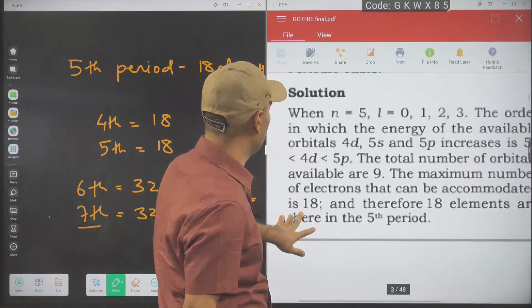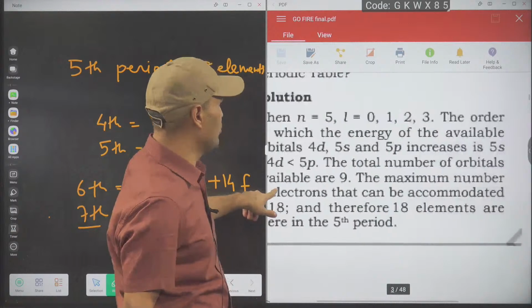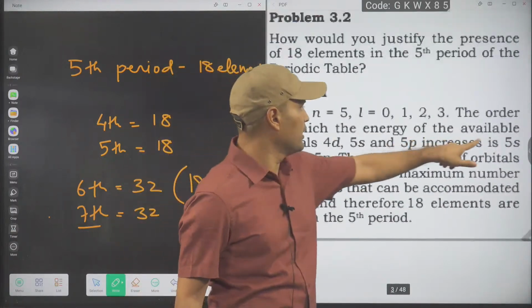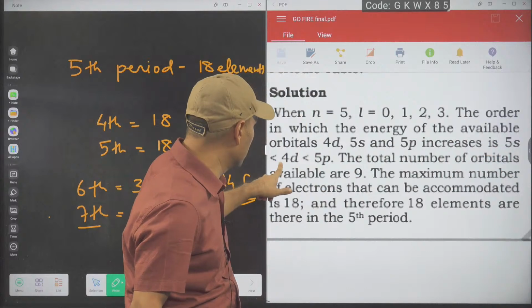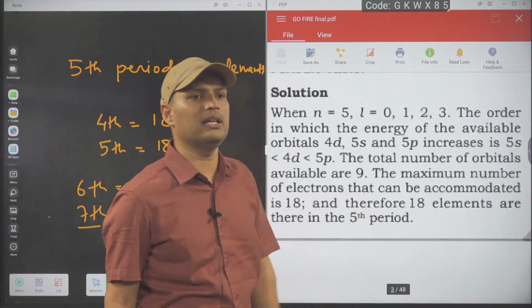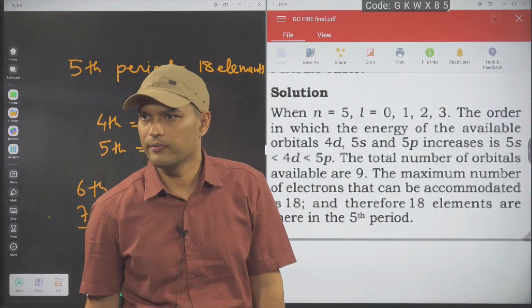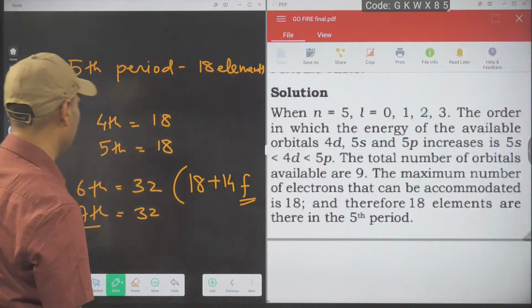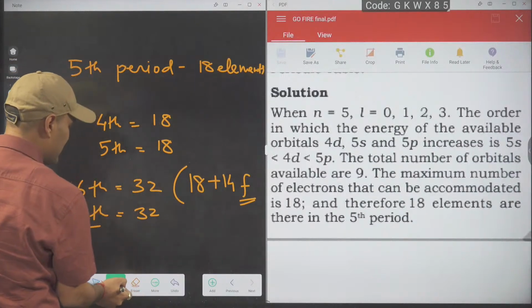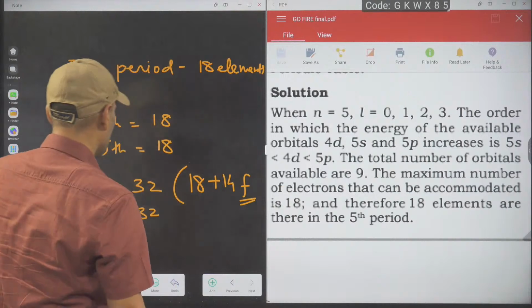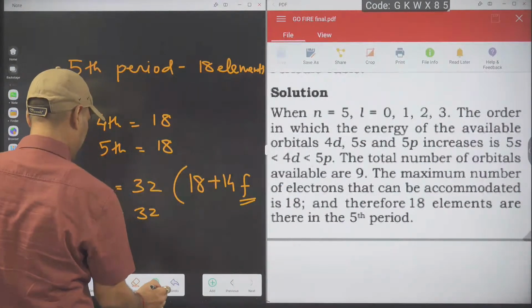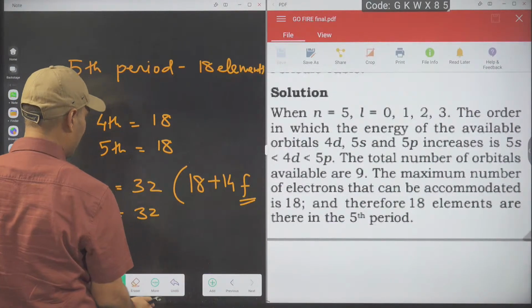Now look at the solution once. In the solution they will write that in the 5th period we fill 5s, 4d, 5p like this. Clear? What are they saying? 5s, 4d, 5p. How will you get these numbers? How will you know that we have to fill these things? So there is a basic point. Everyone knows the Aufbau diagram.